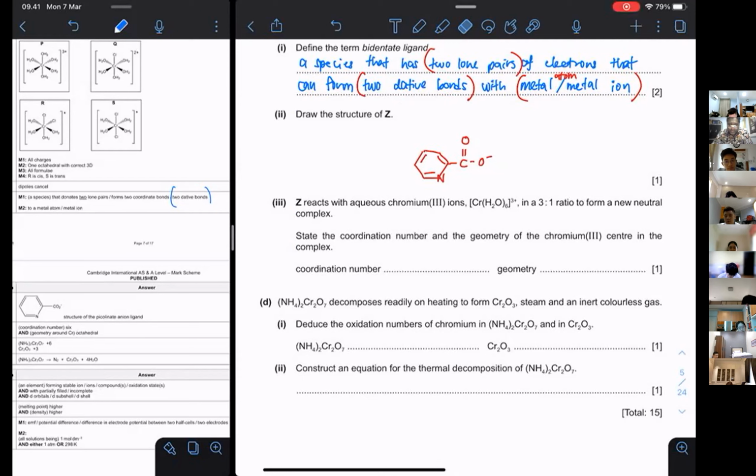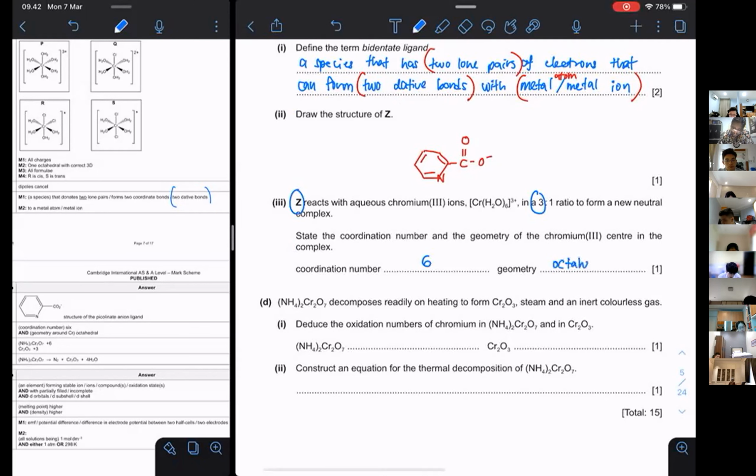So they say that there are 3:1. So this is 3, which means 3 bidentate. So there should be a total of 2 dative bonds each, so 3 times 2 is 6. The coordination number is going to be 6. What is coordination number? It is the number of dative bonds surrounding the metal ion, not the dative bonds forming from the ligand. It doesn't matter if it is bidentate, we count the total. The total is 6, so the geometry is going to be octahedral.